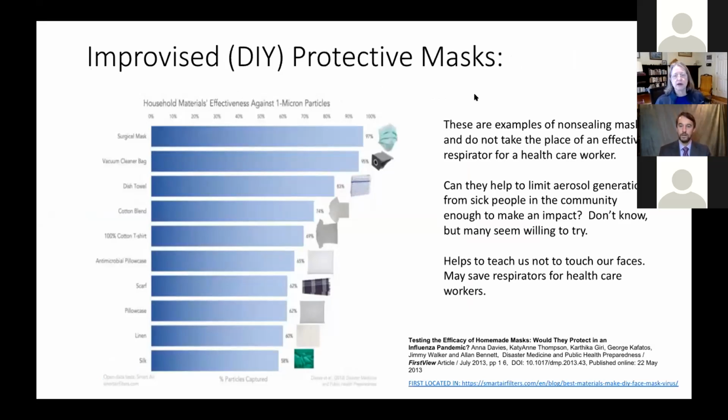Well, I found this, and this is looking at various household materials. If you're going to grab something and turn it into a mask, how good is it? Well, it turns out silk is the least good. It only gets 50% of a protection. Other things like a pillowcase, up to 60%, a cotton t-shirt, 69%, a dish towel, 83%, vacuum cleaner bags, the HEPA filters, their fabric is 95% effective, and here's the surgical mask at 97%.